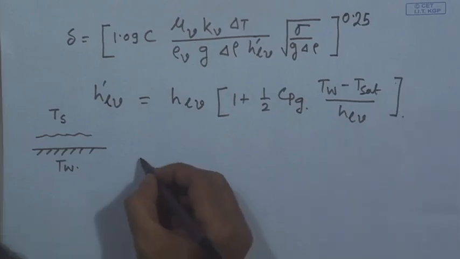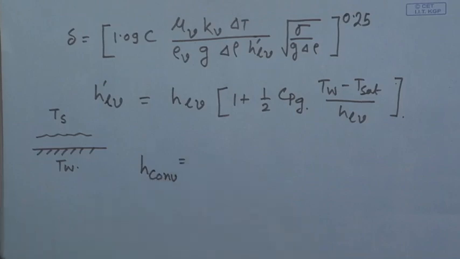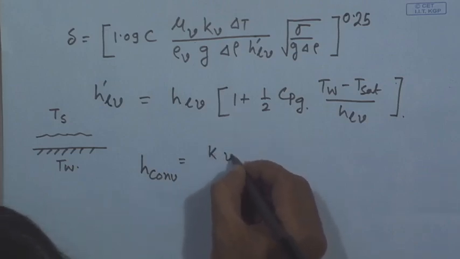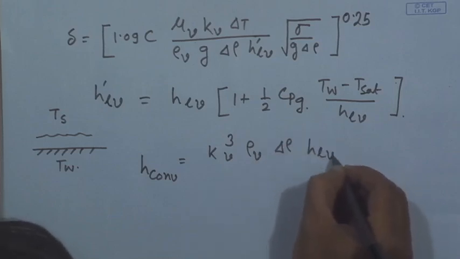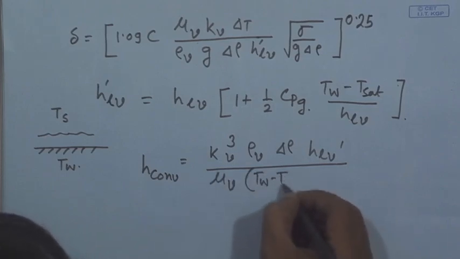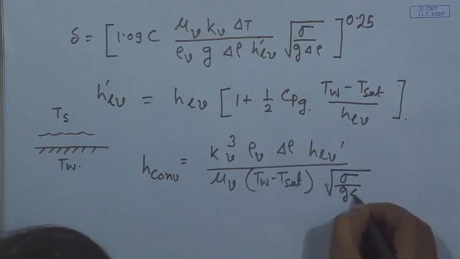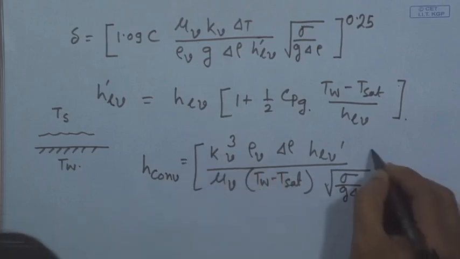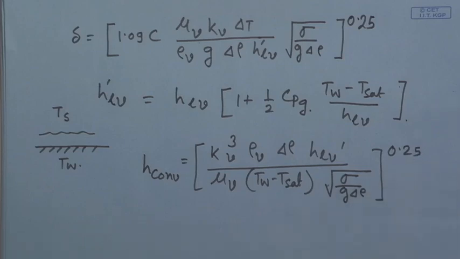With this, one can also calculate the convective heat transfer. The convective heat transfer can be calculated as, divided by mu v, T_w minus T saturated, and sigma divided by g into delta rho, whole to the power 0.25. So, this gives approximately the convective heat transfer during film boiling over a horizontal surface.